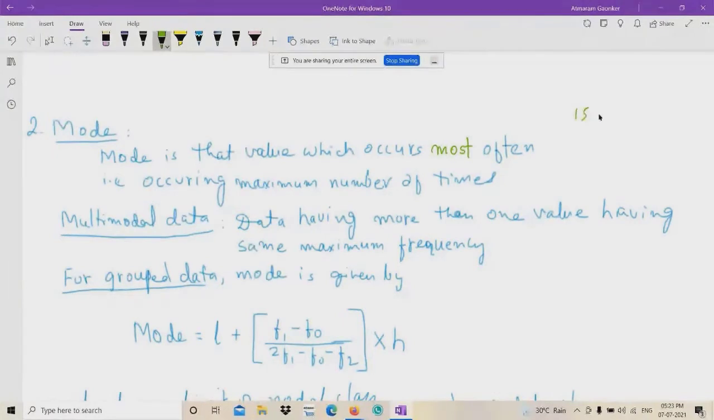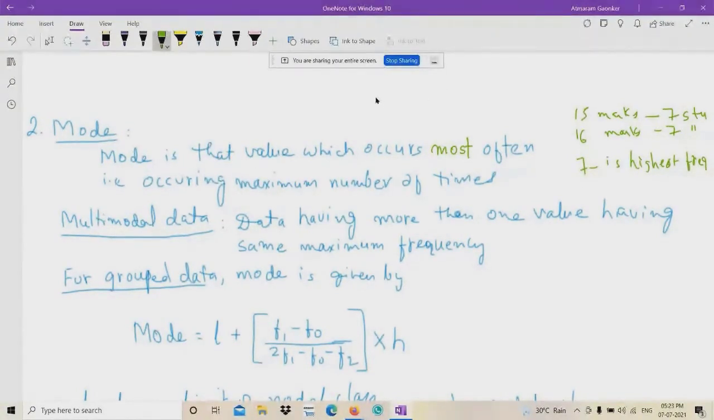So 15 marks, how many got it? That is 7 students. And 16 marks, that is also 7 students, and 7 is the highest frequency. 7 is the highest frequency, and the data with the highest frequency is called the mode.